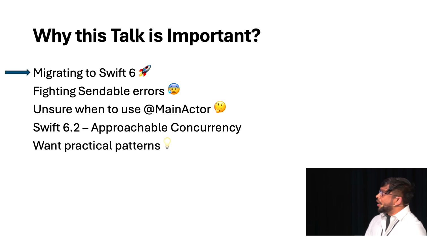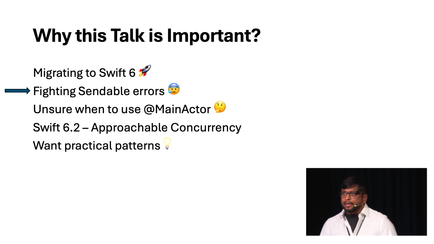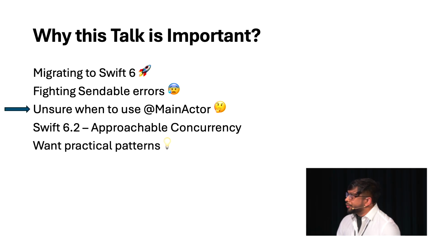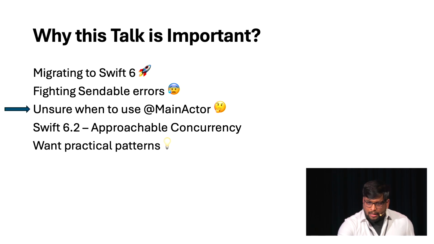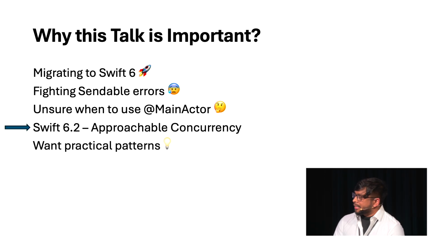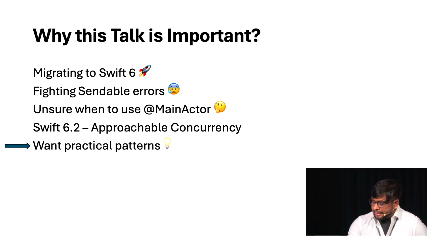So let me help you understand why this talk is valuable to you. If you're migrating to Swift 6, and you might have seen Sendable errors, and you want to know how to handle Sendable errors, or are unsure when to use the main actor. If you care about Swift 6.2 approachable concurrency features, then perfect, this talk is for you. Or maybe you just want practical patterns you can use immediately. This talk is for you. Sound familiar? Great, let's dive in.